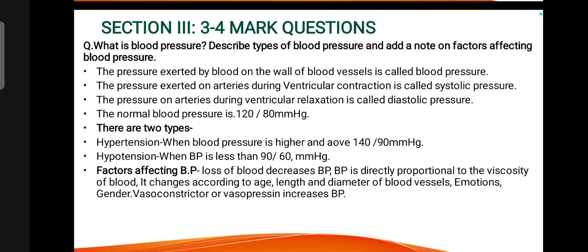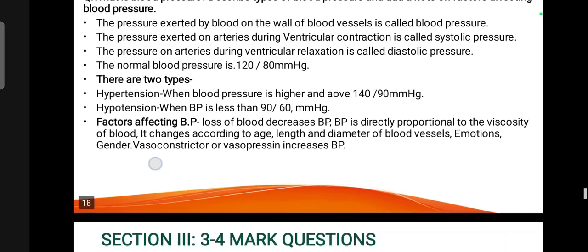There are two types of blood pressure, hypertension and hypotension. Hypertension is when blood pressure is higher, above 140 by 90 mmHg. Hypotension is when BP is less than 90 by 60 mmHg. Factors affecting BP: loss of blood decreases the BP. BP is directly proportional to the viscosity of the blood. According to age, the length and diameter of the blood vessels may change. Emotions, gender, vasoconstrictors and vasopressin also increase the BP.